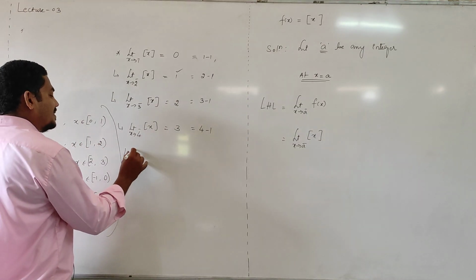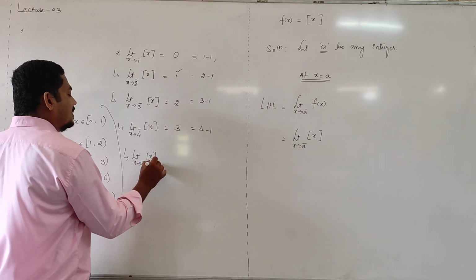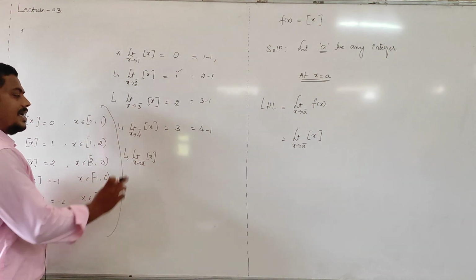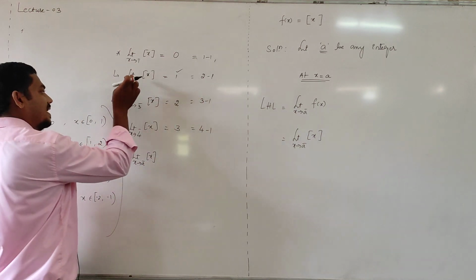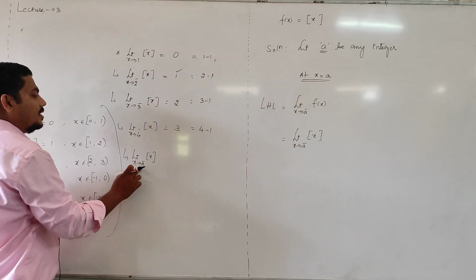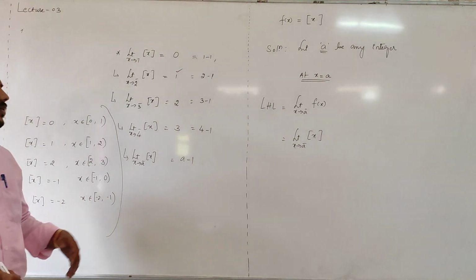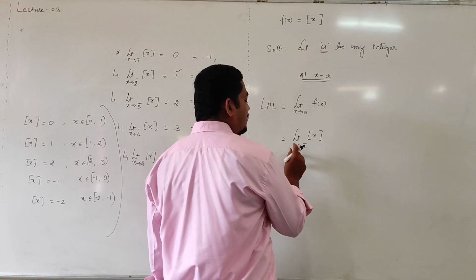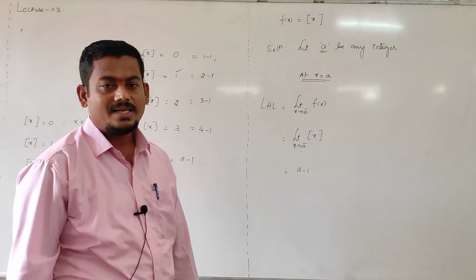Then tell me what is limit x tending to a minus of step x. These all are particular integers, right? Here we have a general integer. Tending to 4 gives 4 minus 1, tending to 3 gives 3 minus 1, tending to 2 gives 2 minus 1, tending to 1 gives 1 minus 1, so tending to a, its value is a minus 1 only, one less than that integer. So the left hand limit of step x as x tends to a minus is a minus 1, right.